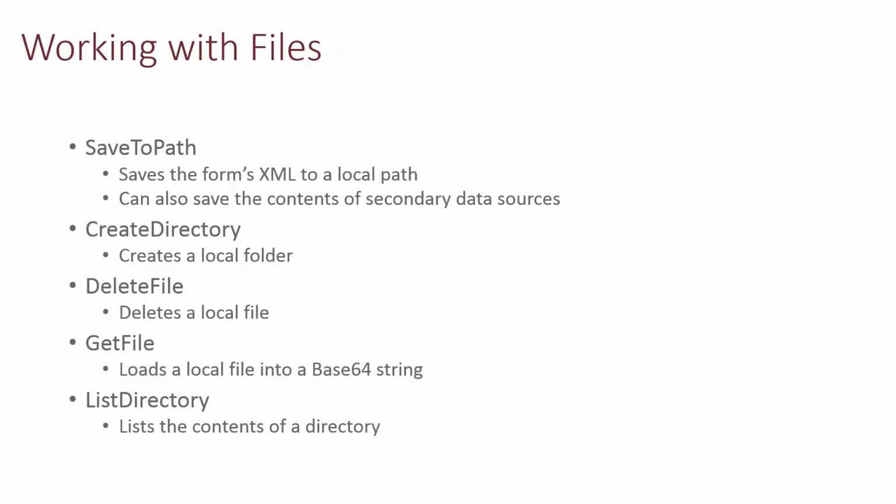Get file is an interesting command. It allows you to load a local file into your form. It loads it as a base64 string. And then you can use other qRules commands to decode that base64 string into whatever you want to use it for. Could be an image, could be some XML, could be some plain text. And list directory allows you to view the contents of a directory. So with all these commands together, you get a pretty wide array of functionality for working with the local file system and working with files.